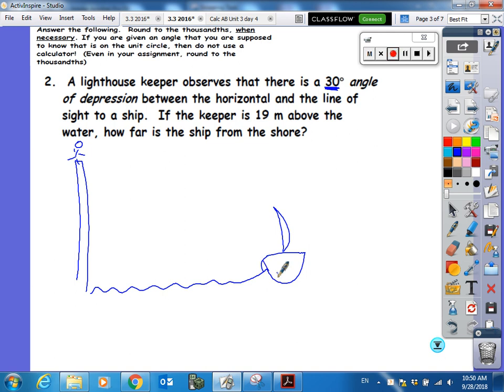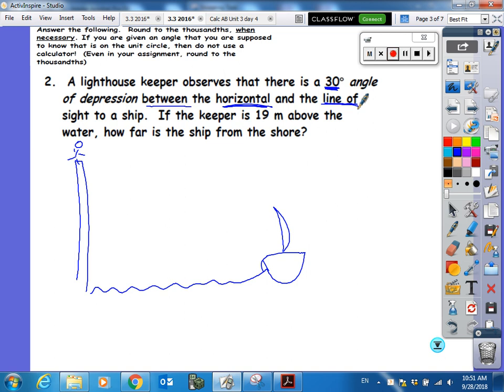There's a ship. The lighthouse keeper says there's a 30-degree angle of depression between the horizontal and line of sight. That's not even math. Between the horizontal, I look out straight horizontally. Then I look down to the ship, between the horizontal and the line of sight to the ship.